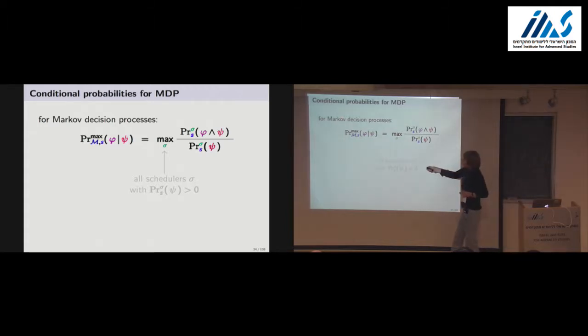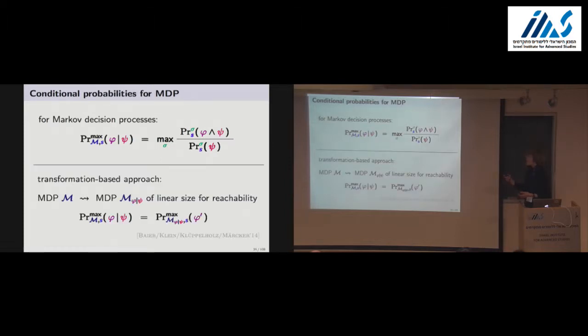Now, in a Markov decision process, let's look for instance at the maximal conditional probability for phi given psi. Then we have a max, or the supremum, over all the schedulers, where of course the probability for the condition must be positive. Otherwise, this value makes no sense. Now, for the max of a quotient, you cannot simply maximize the numerator and denominator separately. This makes no sense.